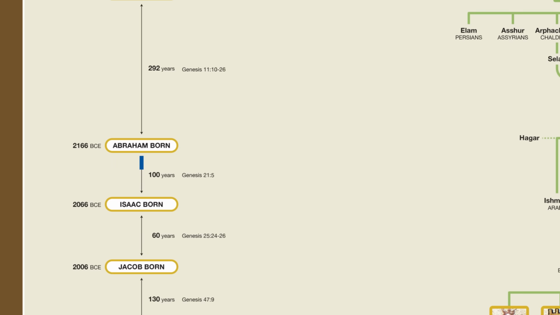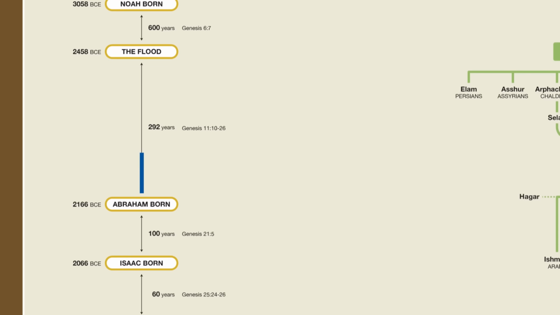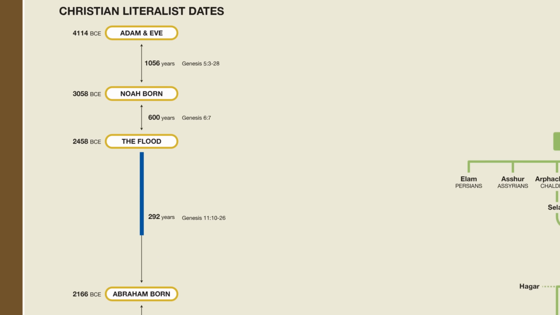So this means that Abraham was born in 2166 BCE. The next step is to use the numbers given in Genesis chapter 11. Doing this, we can conclude that Abraham was born 292 years after the flood, which means that the flood, if taken literally, would have occurred in the year 2458 BCE.